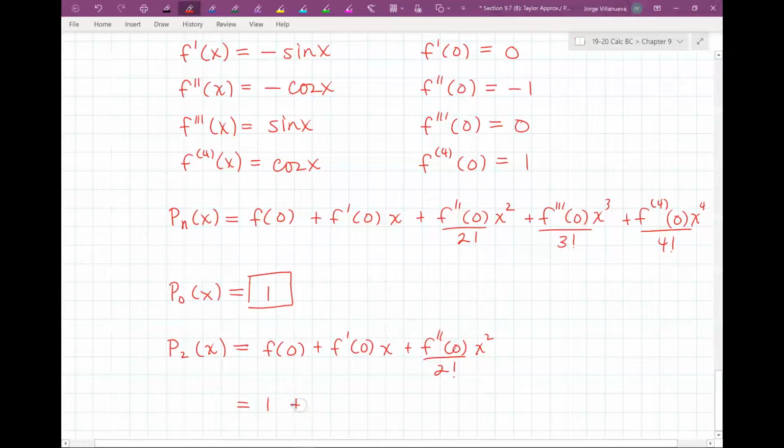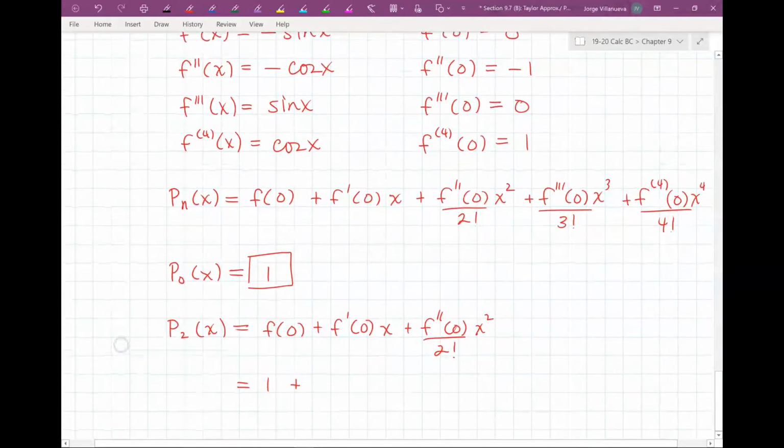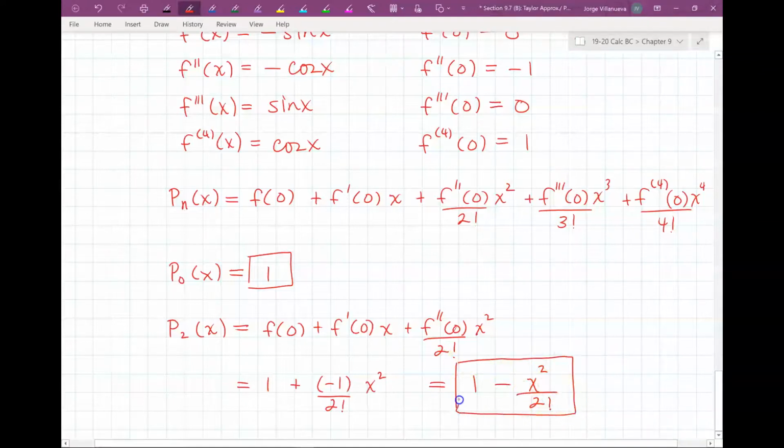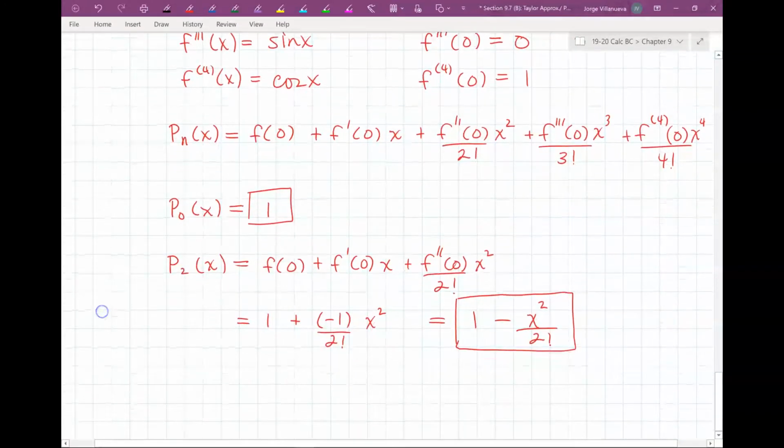So 2nd one, f double prime is negative 1 over 2 factorial x squared. So it's going to look like this: 1 minus x squared over 2 factorial. I'm going to leave it in factorial so you guys can see the pattern, okay?